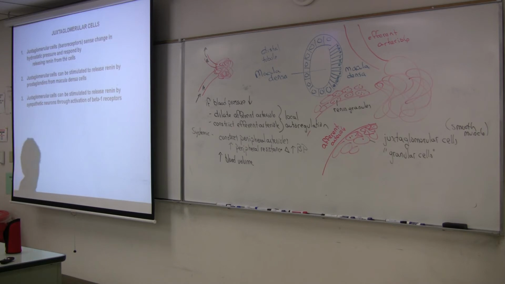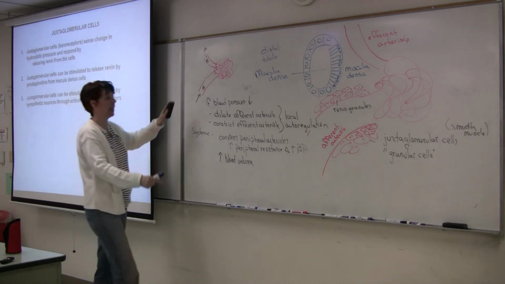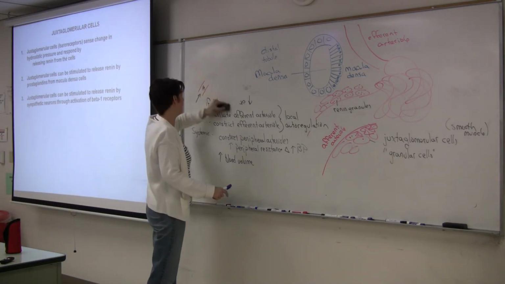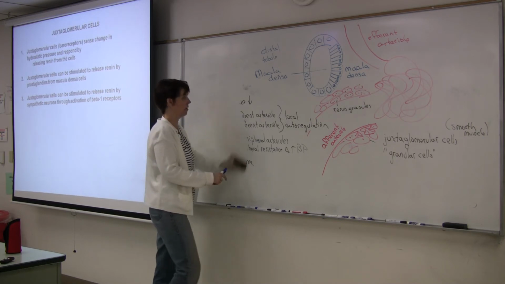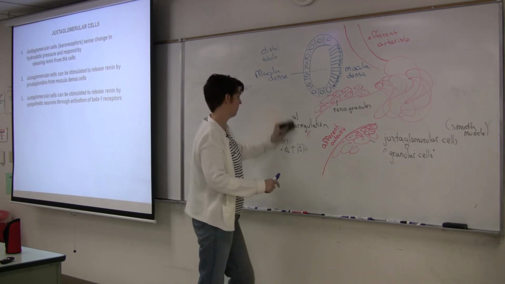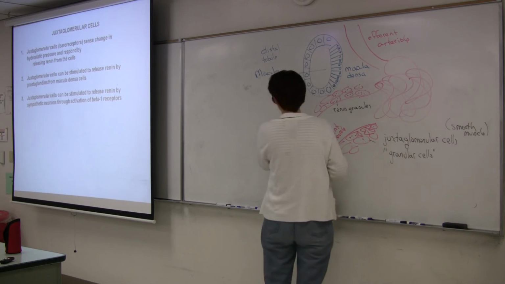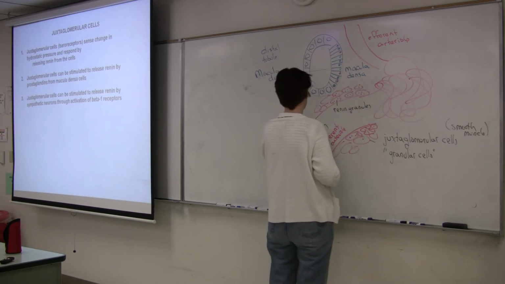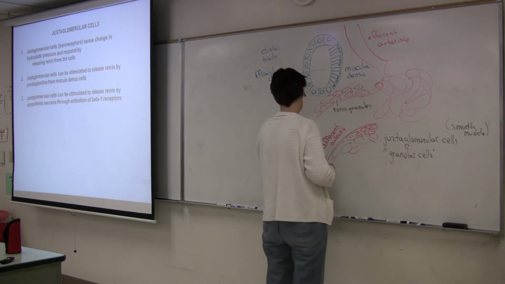Okay, did you guys hear that? So JG cells, the juxtaglomerular cells, are not found in the efferent arteriole. And what makes that? Just smooth muscle, just a typical smooth muscle, but without those components.